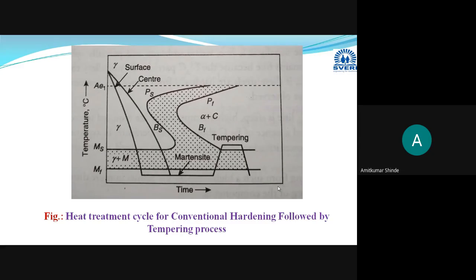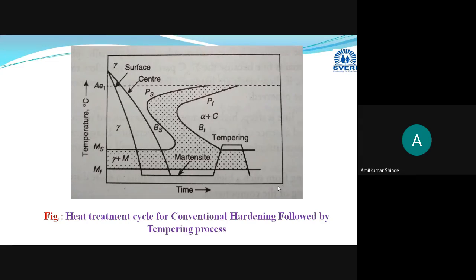Please draw this diagram, and if you are having any difficulty, kindly put that in the chat box. Please tell me whether you are clear about this conventional hardening process, because this is only one type, that is, conventional hardening.